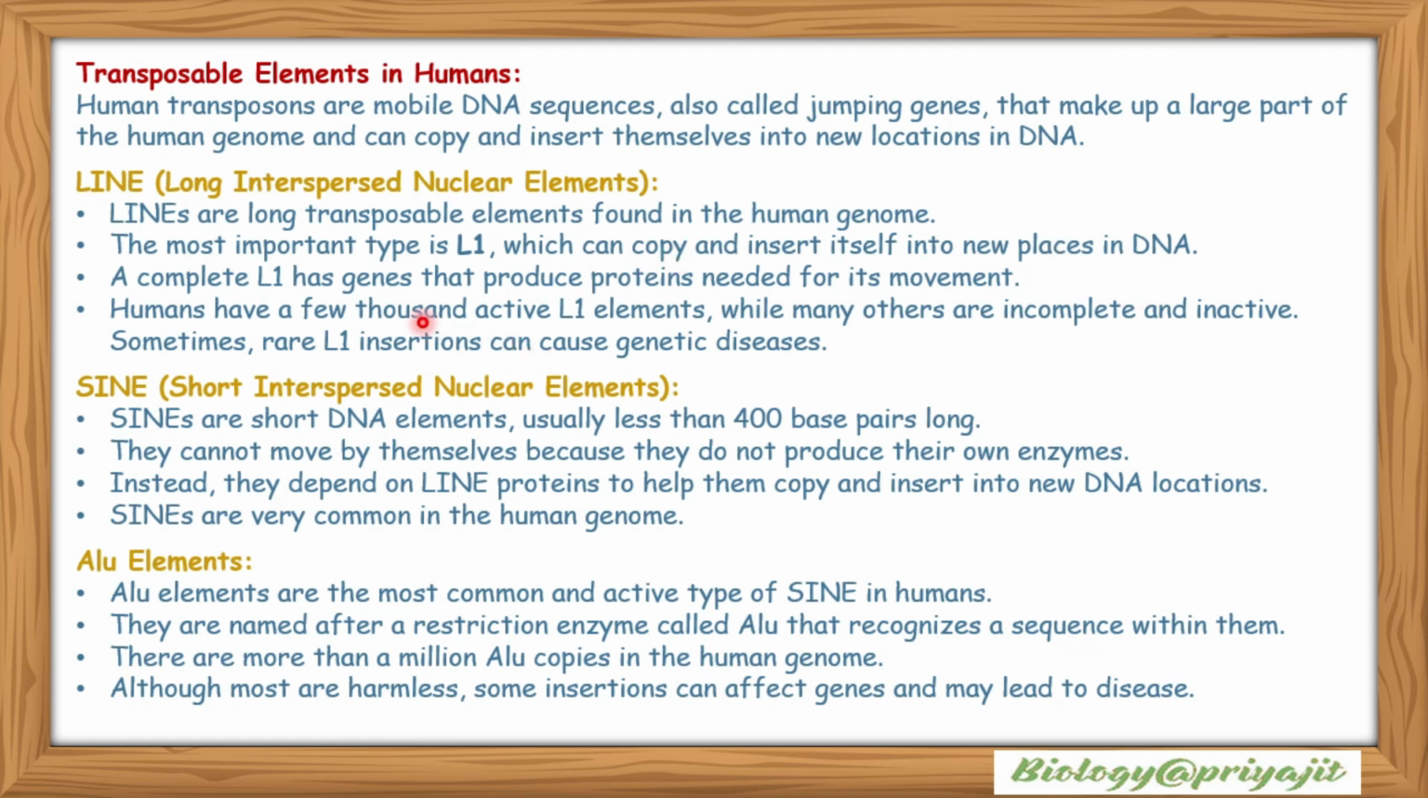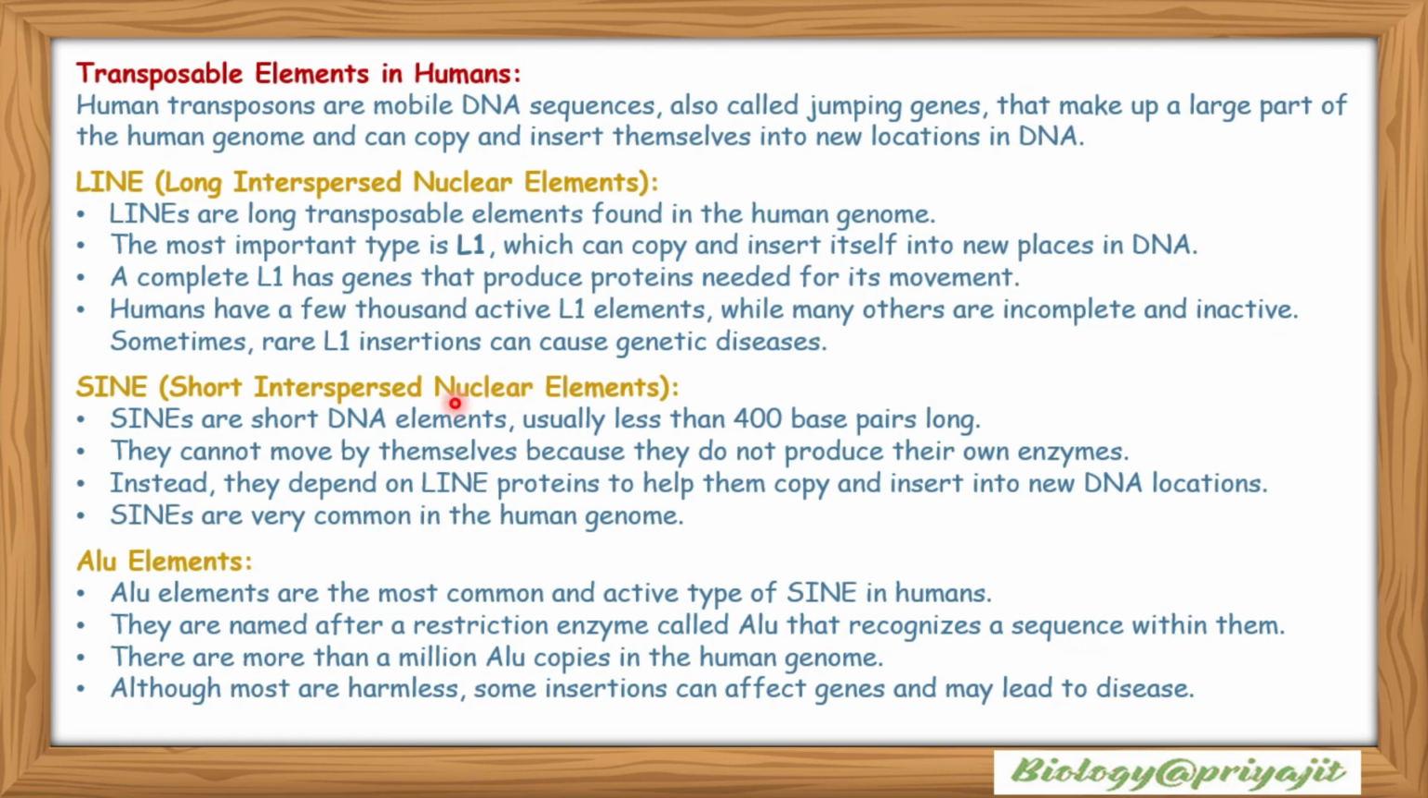A complete L1 has genes that produce proteins needed for its movement. Humans have a few thousand active L1 elements, while many others are incomplete and inactive. Sometimes rare L1 insertions can cause genetic disease.